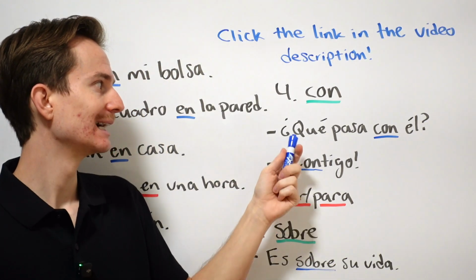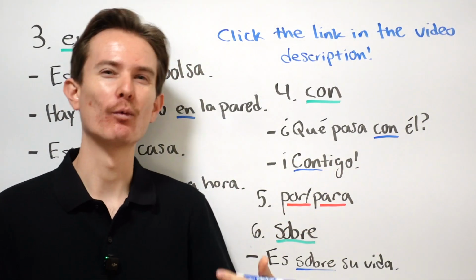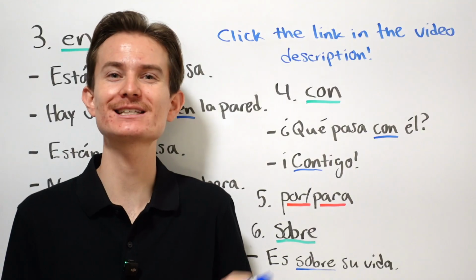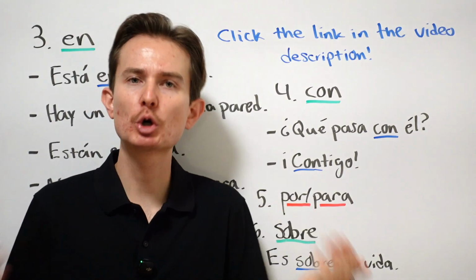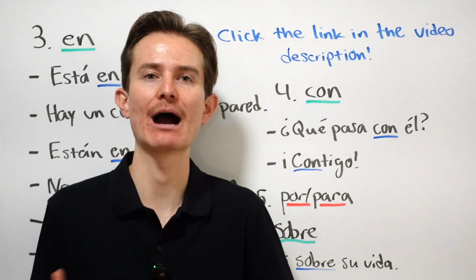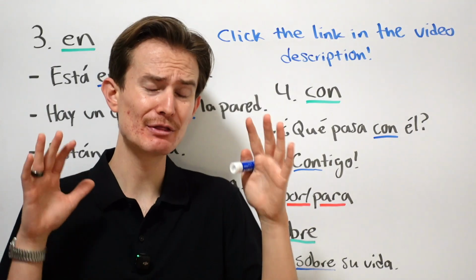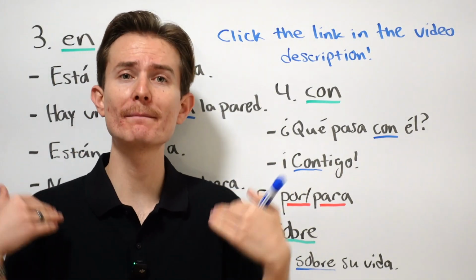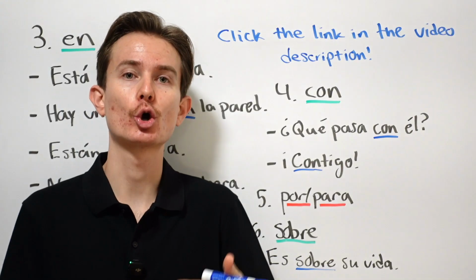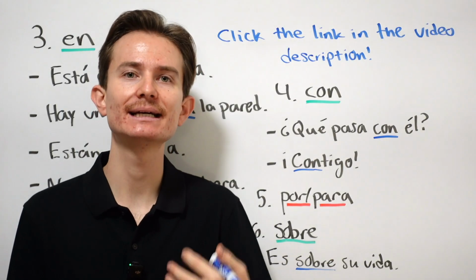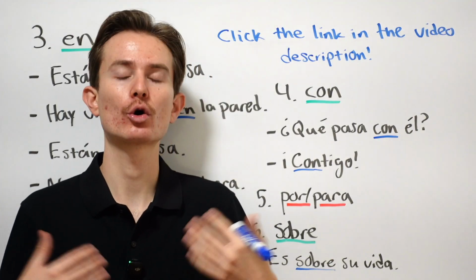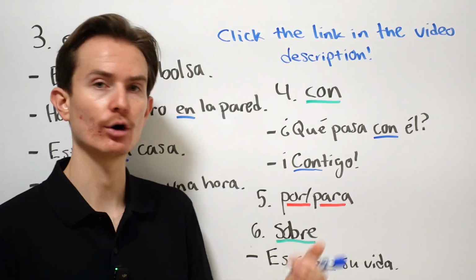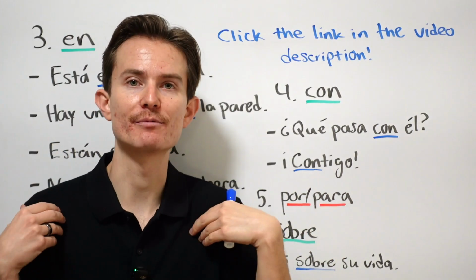Next is con, meaning with. So, for example, ¿Qué pasa con él? What's going on with him? Or what's up with him? Okay? Con in Spanish is pretty much exactly how we would use it in English. The only difference with con is in a word like contigo or conmigo. Okay, so instead of saying con ti or con mi, in Spanish we will say contigo or conmigo. Okay, so contigo, with you, conmigo, with me.